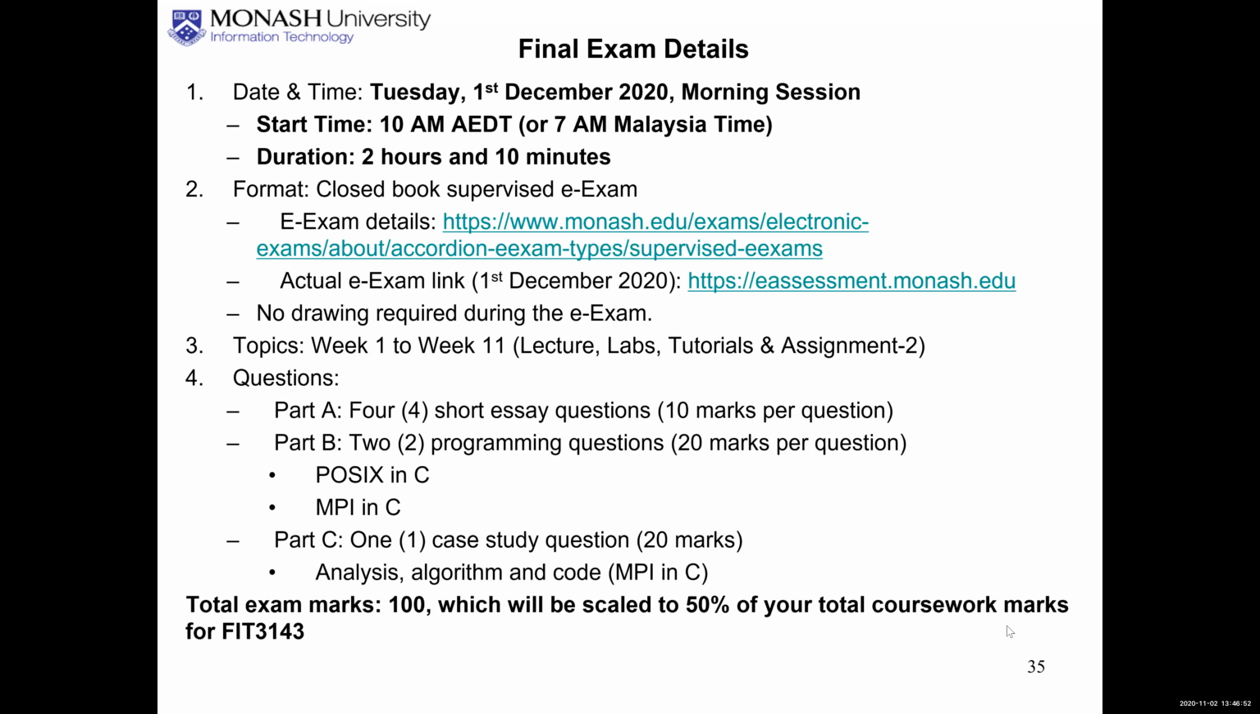And then part C is one case study. The case study will give you a problem, which can be similar to your assignment 2 question. We will ask you to study the problem and explain your understanding of the architecture. Why do you think this method needs to be implemented? Why does this method work this way? And then we will give you some code to complete. So that's the part C question.